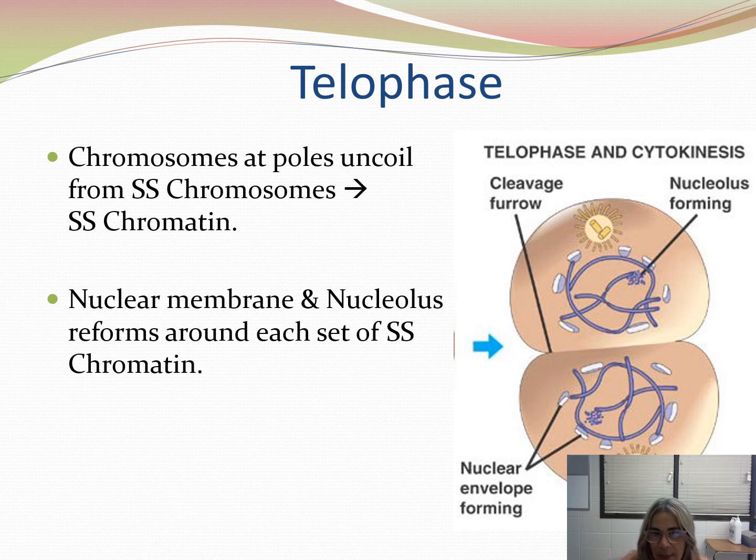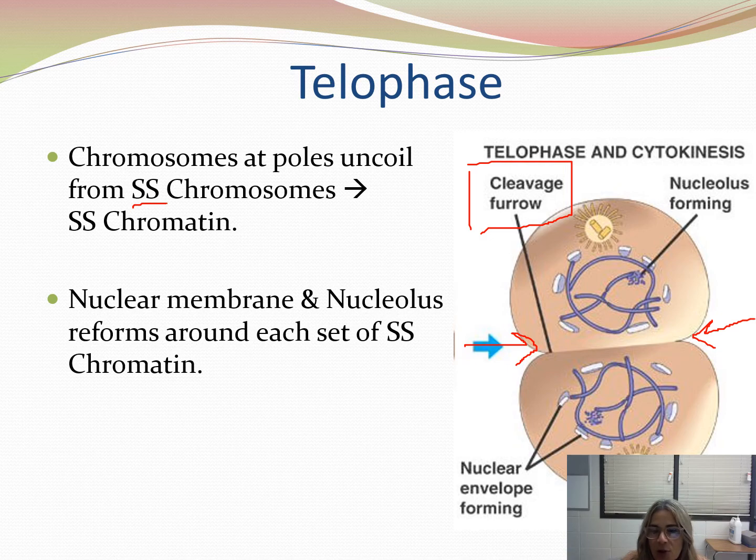So you can see what's happening here. So this is obviously an animal cell because we have a cleavage furrow happening as opposed to a cell plate. So you can see that the cell membrane is pinching in, right? Along that furrow, it's pinching in preparation for final division.